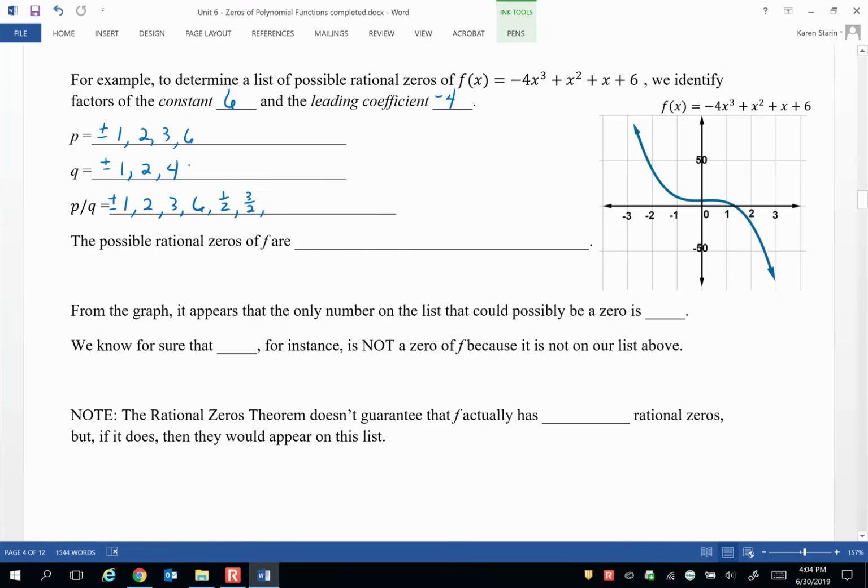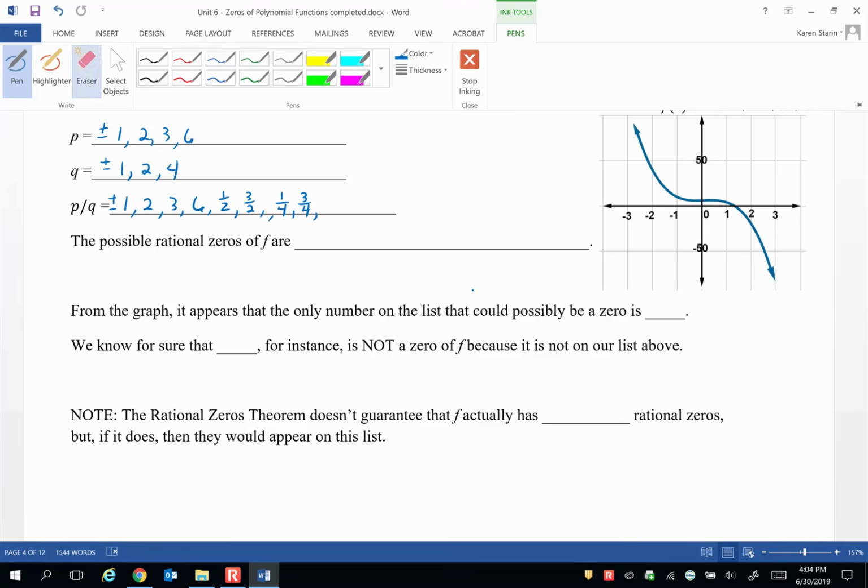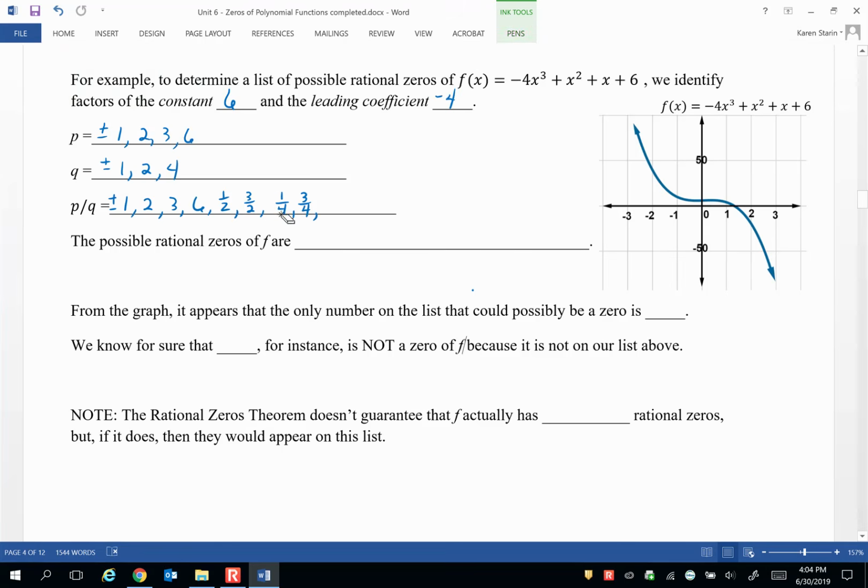So now I'll move on to the last q of 4, and I'll put all the p's over 4. So I will have 1 over 4, which is 1/4, and then 2 over 4, I already have a 1/2 listed, so I don't need to write it again. I have 3/4, which is new. And then I have 6 over 4, which reduces to 3/2, which I already have listed, so I don't need to do that again either.